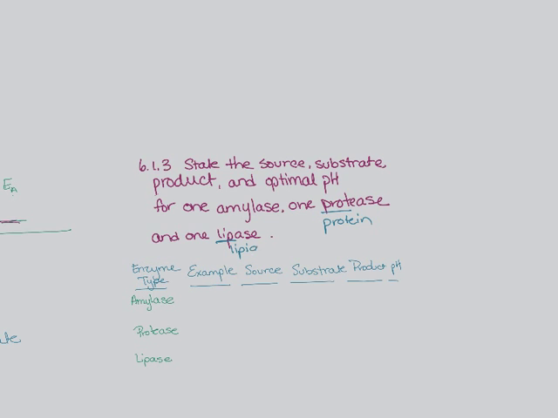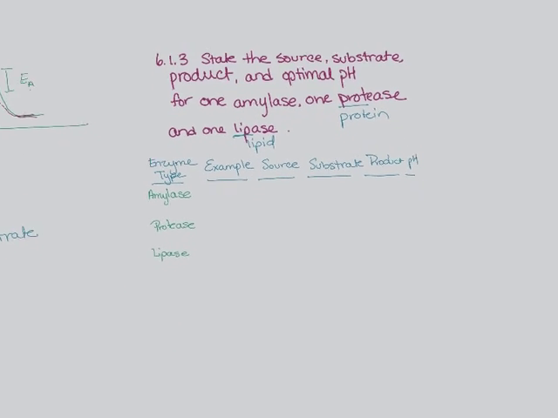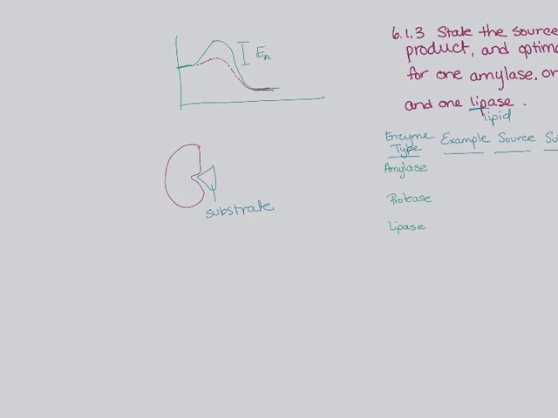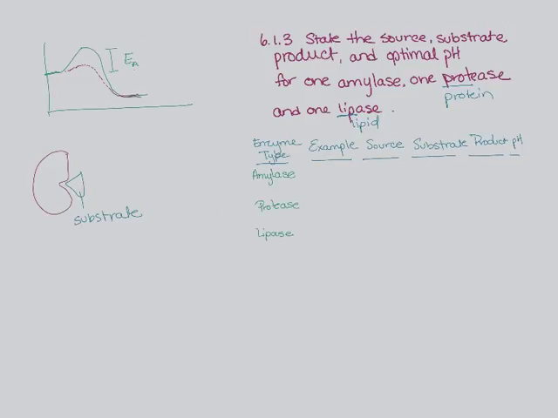Okay, so let's take a look down here. And again, we're needing to cite the enzyme type, amylase, protease, and lipase, with an example, the source and the substrate, meaning what is your substrate, what is the actual chemical that is getting changed, the source, meaning where is it coming from, and an optimum pH.